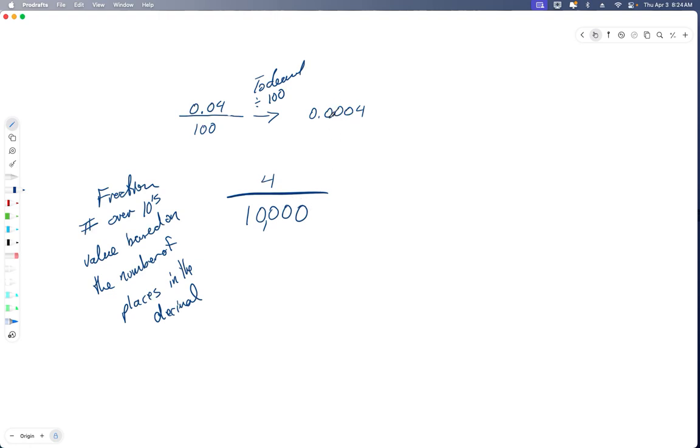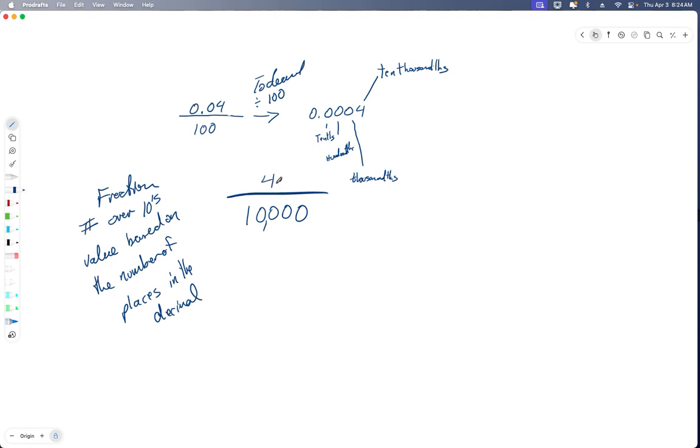So if you go with me and look, you would say this is the tens place. This is the hundreds place, or hundredths place. This is the tenths. This is going to be the thousandths. And that would make this the 10,000ths place. So the 10,000ths place is where the 4 is. So the 4 is over 10,000.